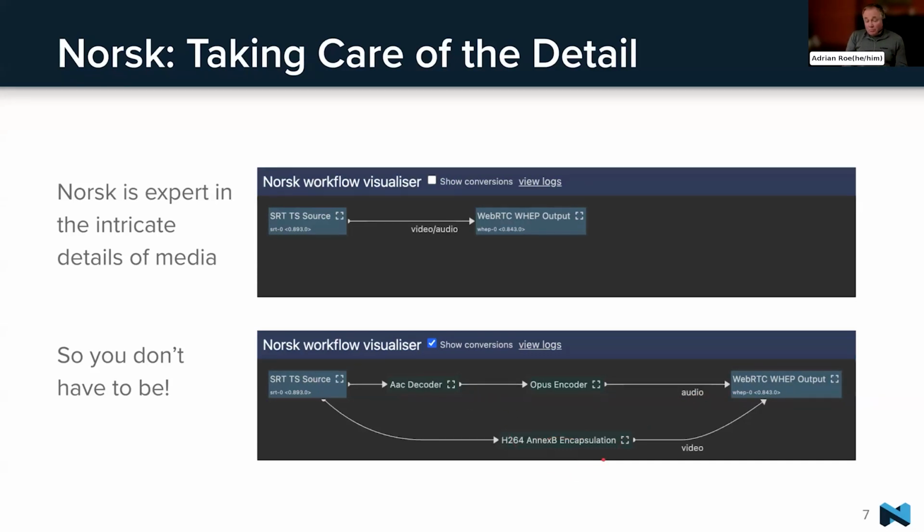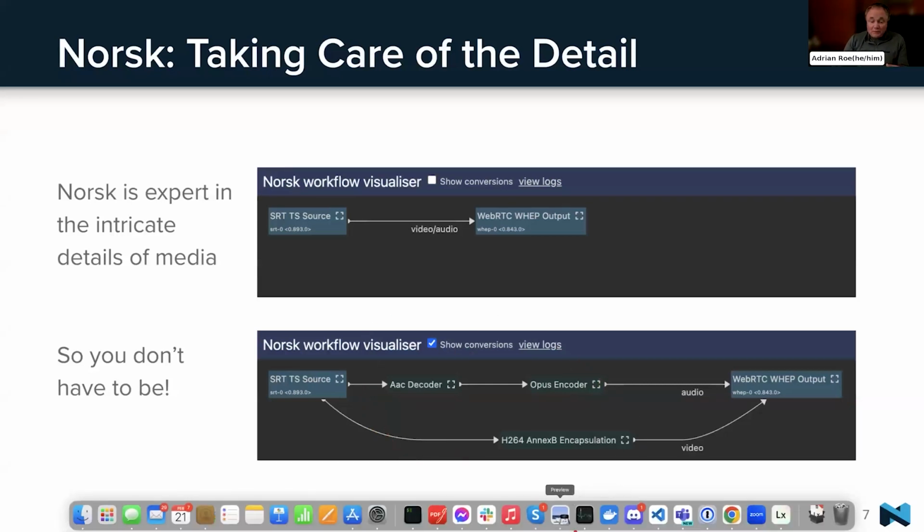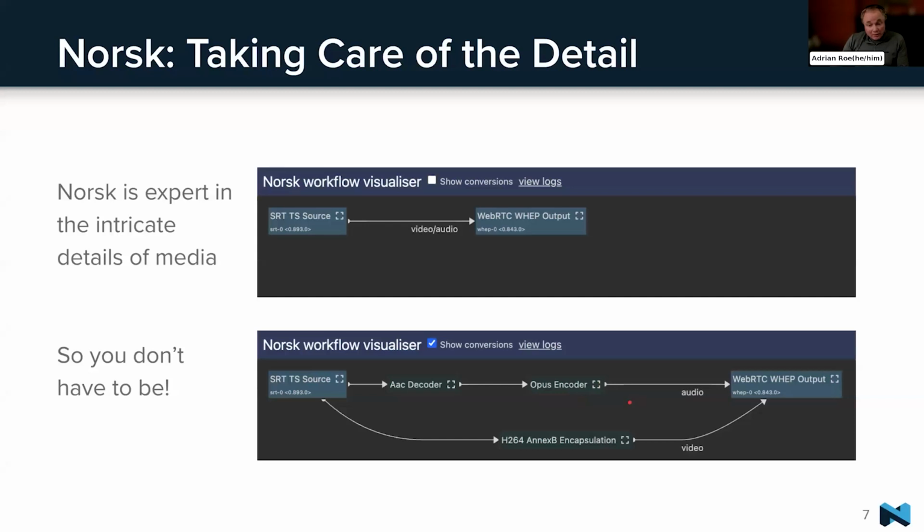Now, if words like Annex B encapsulation mean nothing to you, A, I'm very jealous, and B, that's exactly the point. The fact that WebRTC requires Annex B encapsulation is of no value to your customers, the people consuming this media experience. They just want a stream that has fantastic content at great quality and appropriate latency and so on and so forth. So these kinds of details are a technical cost of doing business, as opposed to anything that adds value to the end product. And Norsk is there to get rid of all of that and allow you to concentrate on the end-to-end consumer experience that you're creating.